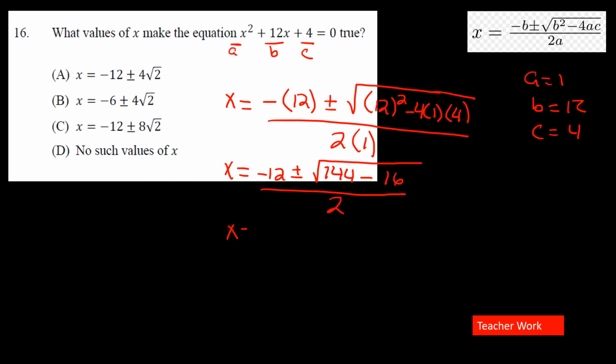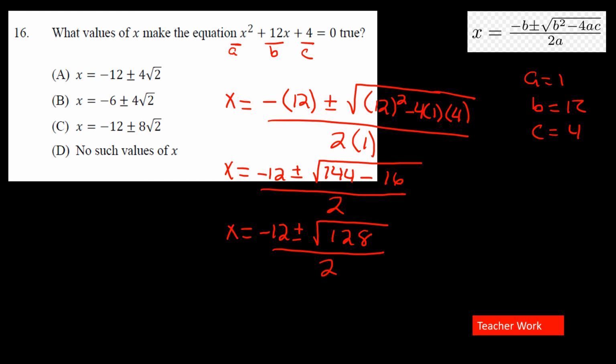Then we'd have x equals negative 12 plus or minus the square root of 144 minus 16, which is 128, over 2. Okay, so we already see this happening with this negative 12, but it's going to be divided by 2, so we want to be careful that we don't mess this up too much. And then we do need to do a little bit of factoring here with this 128.